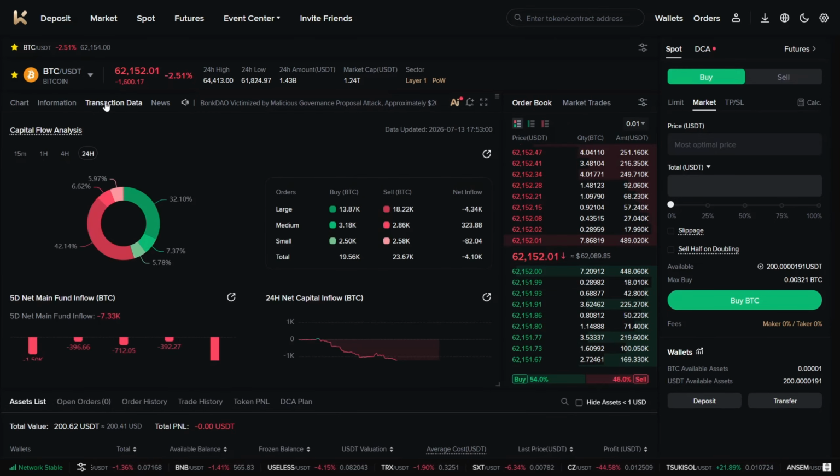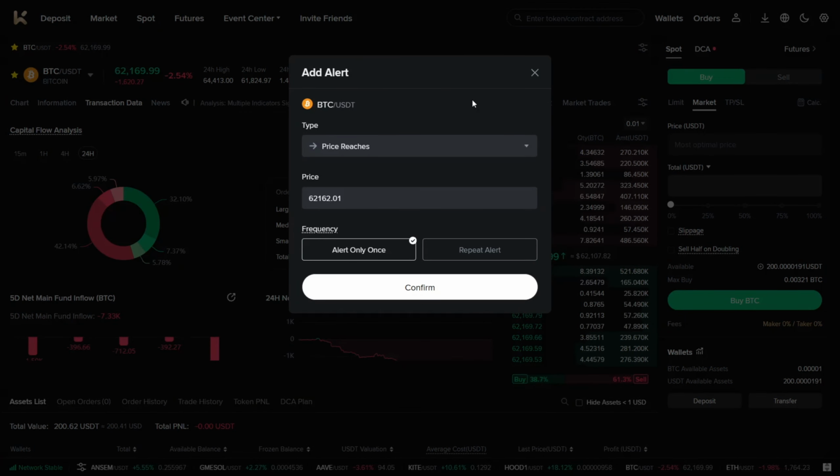For transaction data, it compares buying and selling from different order sizes and shows net capital flows. To the right of transaction data, we have something called AI analysis. This provides an automated market summary, so treat it as extra research, not a guaranteed trading signal. Also, just to the right of that is alerts. You can set custom alerts, like when your token reaches a price level that you choose.